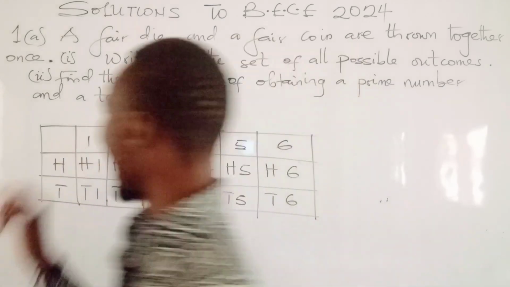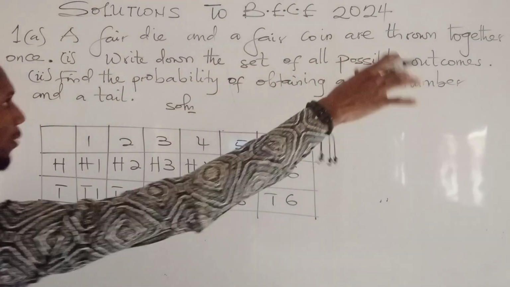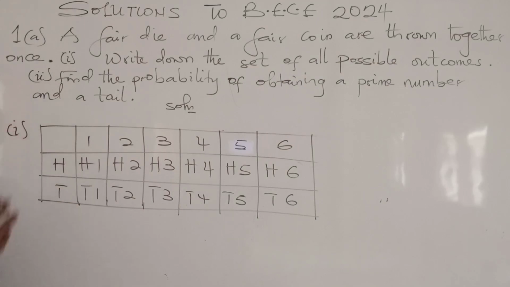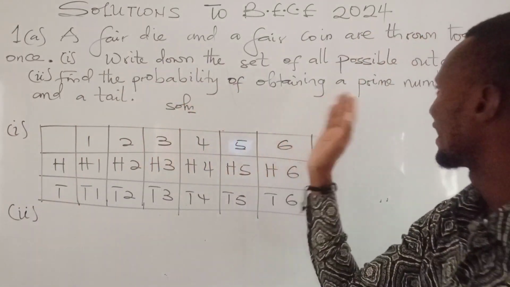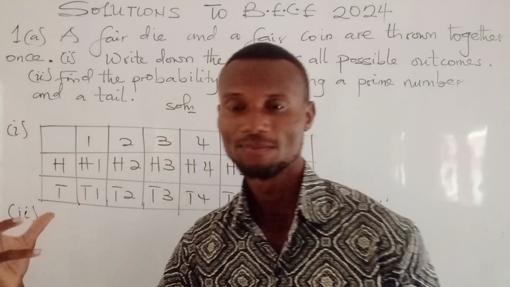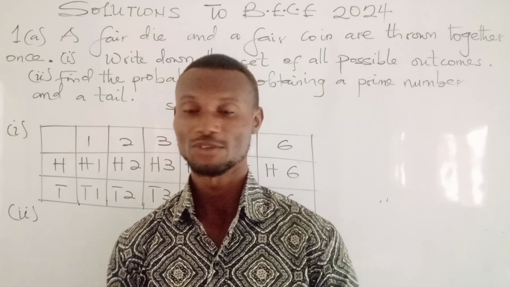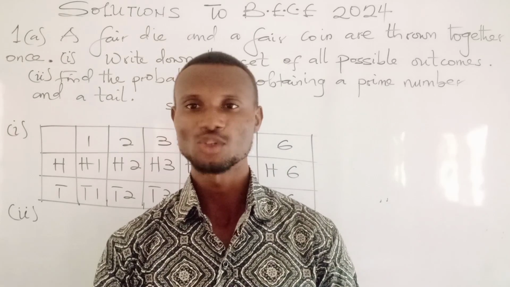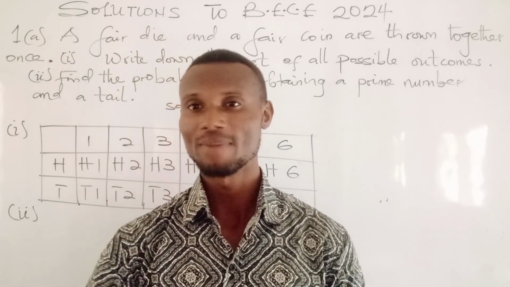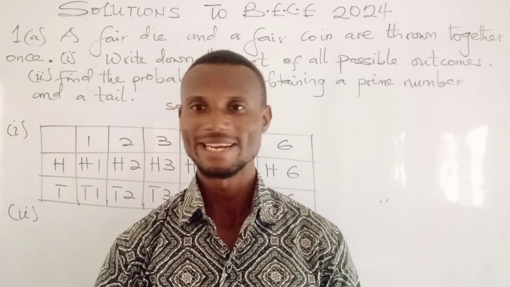So the first part of the question has been answered. It says you should write down the set of all possible outcomes. Now let's look at the next part. It says find the probability of obtaining a prime number and a tail. Now I need to explain what a prime number is to you, so that we can use it to answer the question. A prime number simply refers to any number which has only two factors. Again, a prime number refers to any number which has only two factors, which is 1 and the number itself.